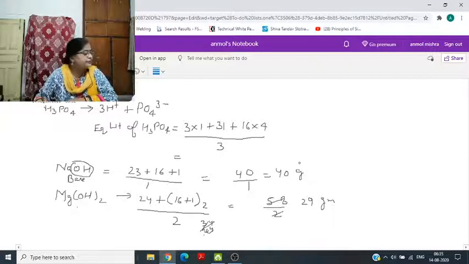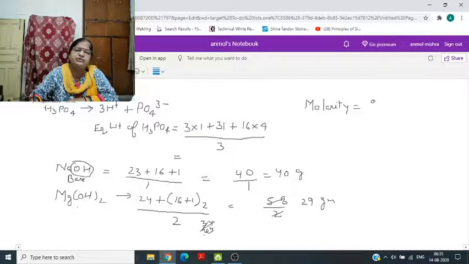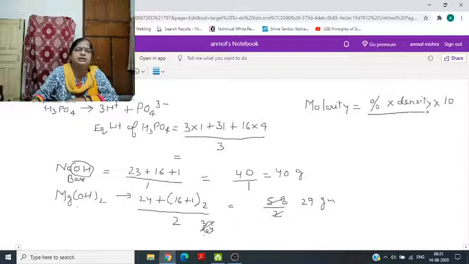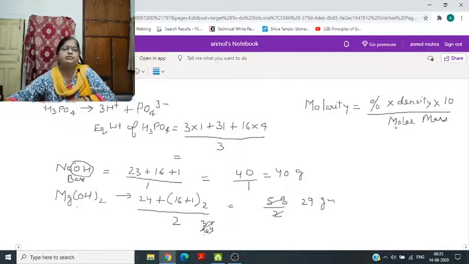Now the third one: there is one more formula to calculate the molarity. If in the question density is given to you along with percentage, then we can use the formula percentage into density into 10 by molar mass. So this formula you can also use to calculate the molarity.